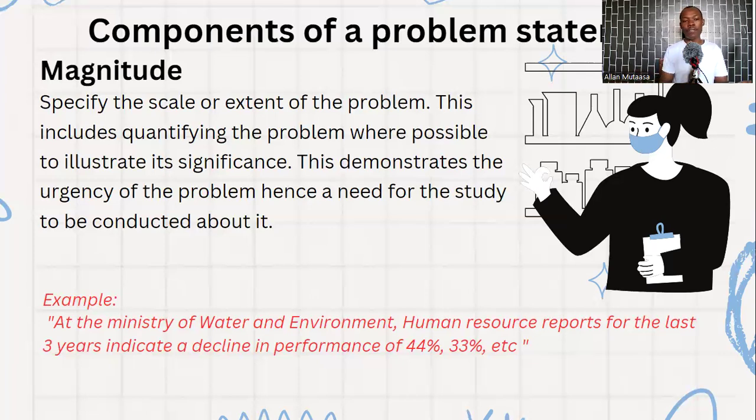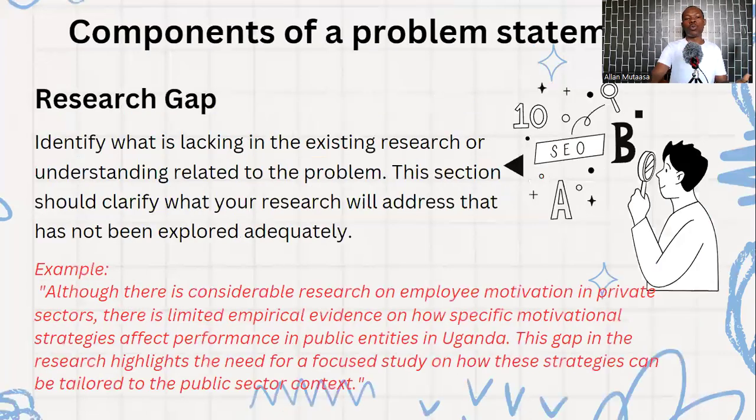Okay. So it is from the magnitude that we see the trend with which the problem has been existent in the past, maybe 2 or 3 or 4 years. So if we see that the problem has been increasing, then that is bad. So we need to do something in order to stop the problem from progressing. And that is what we call a magnitude. And it is from this magnitude that we are going to go and get the research gap.